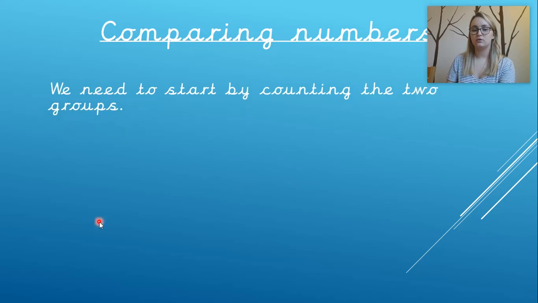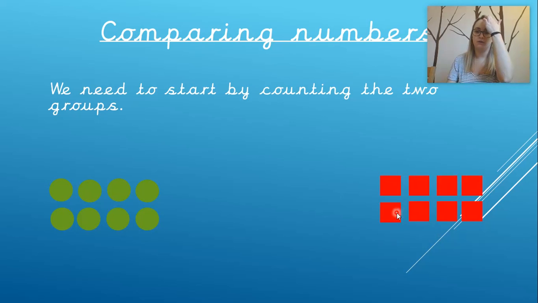So this time we've got 1, 2, 3, 4, 5, 6, 7, 8 circles on this side, and we've got 1, 2, 3, 4, 5, 6, 7, 8 squares on this side. So we have 8 and 8. Is 8 greater than 8? Is 8 less than 8? Or is 8 equal to 8?